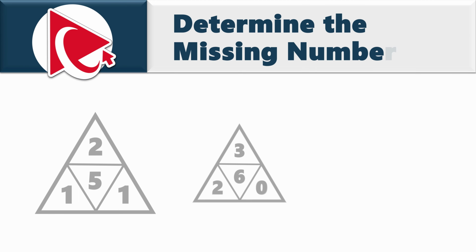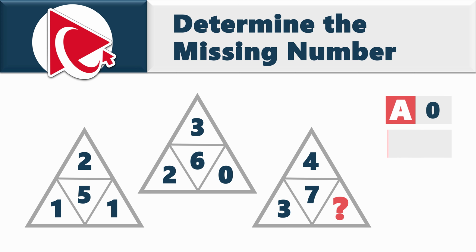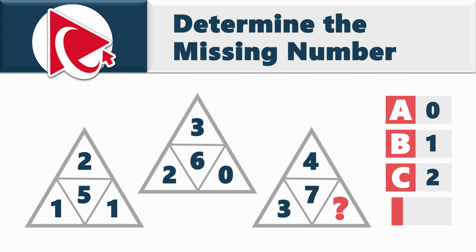You're presented with 3 triangles. As you can see, the patterns here are easy to detect. Or maybe not. Let's go across the triangles. From left to right, the numbers inside the triangles are 2, 3, and 4, then 5, 6, and 7 in the middle, and then 1, 1, 2, 0, 3, and then comes the missing number, which you need to calculate and select out of 4 possible choices. Choice A, 0, choice B, 1, choice C, 2, and last but not least, choice D, 3.